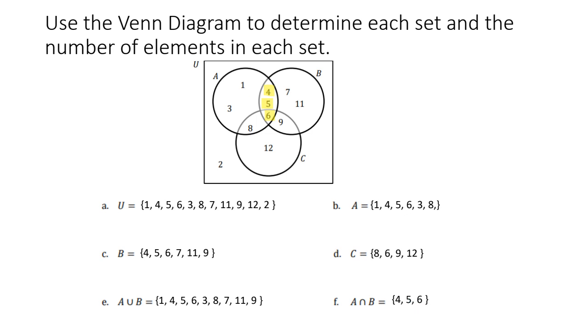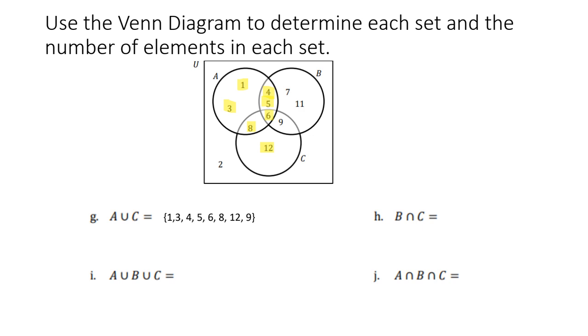And if I was to add another one, let's say if I have A intersected with B intersected with C, then that would be equal to whatever all three have in common, which is going to be the number 6. Okay. All right, so let's continue.